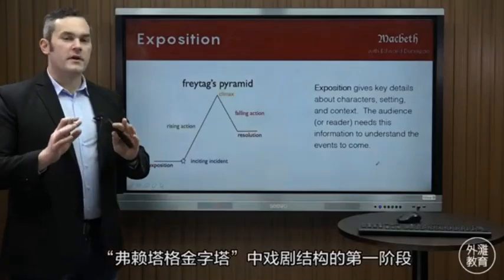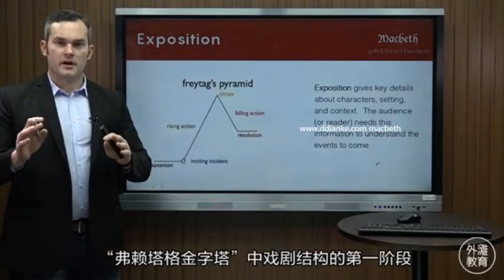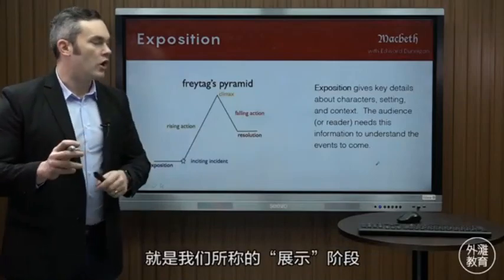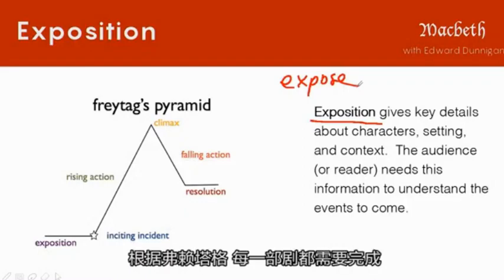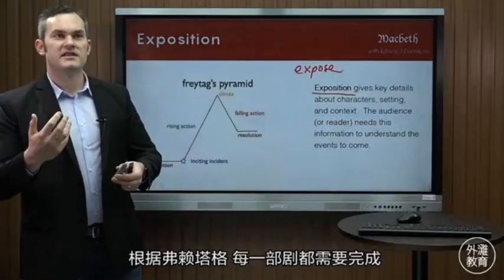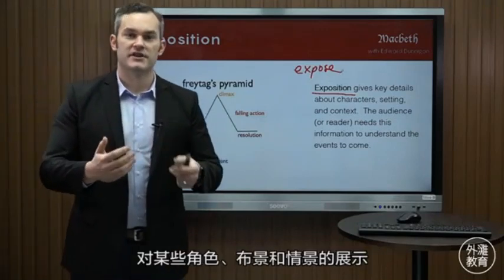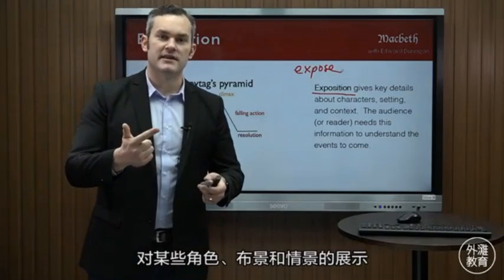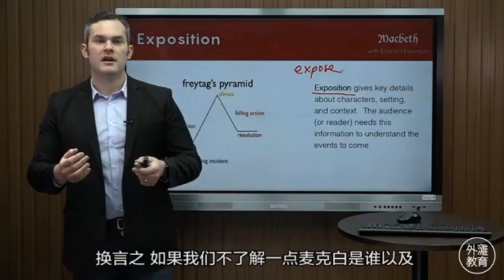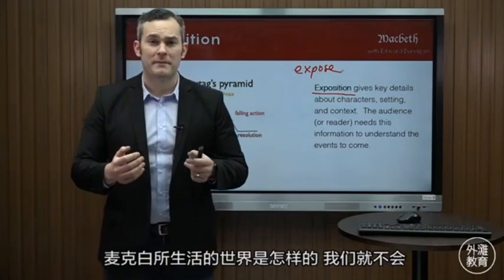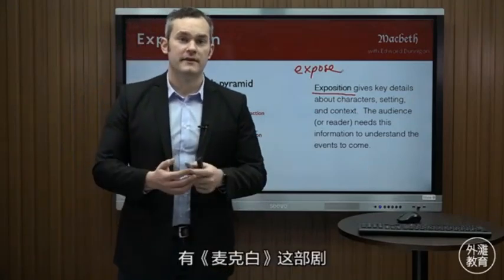So the first stage of Freytag's pyramid of dramatic structure is what we call exposition. And the word exposition comes from the verb expose, which means to reveal. So according to Freytag, every play needs to accomplish a certain level of exposition about characters and settings and the situation. In other words, we can't have the play Macbeth if we don't know a little bit about who Macbeth is and what world Macbeth lives in.